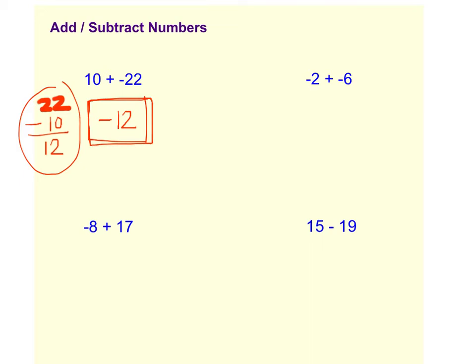All right, moving over to the right, we've got that negative 2 plus a negative 6. Here we have a negative number plus a negative number. So when you're adding numbers with the same sign, you're going to keep the same sign. So you can go ahead and add the 2 plus the 6, and we know that it's 8. And we're going to make this a negative 8 because when you add the same sign, keep the same sign.